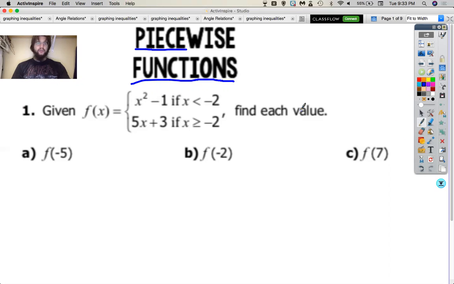What's going on here? So it's f of x, it's function notation. Remember, f of x is the same thing as saying y equals. But we got two different equations it's equal to. So this is like saying f of x equals x squared minus 1. That's this part. And then it's also saying f of x is equal to 5x plus 3.